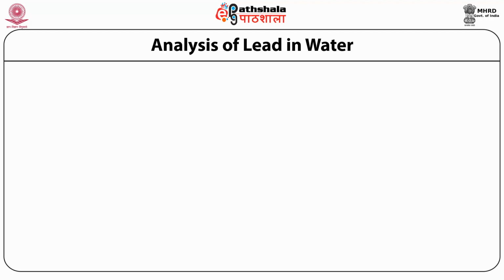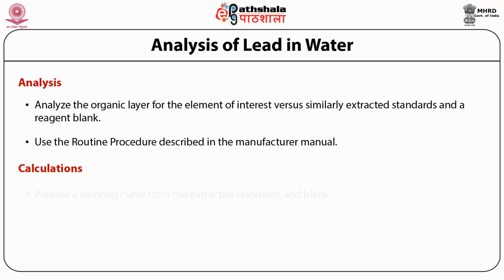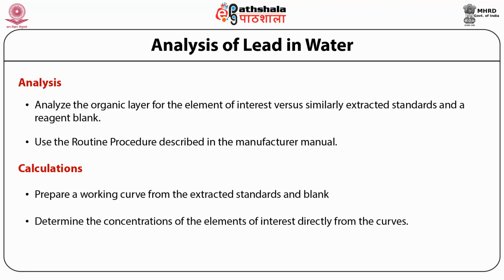After the collection of the prepared sample, it is analyzed. The analysis of this organic layer for lead, in this case the element of interest, is done versus similarly extracted standard and reagent blank. The routine procedure described by the manufacturer's manual is opted for. The calculation is done by preparing a working curve from the extracted standard and blank, and the concentration of the element of interest is directly read from the curve.